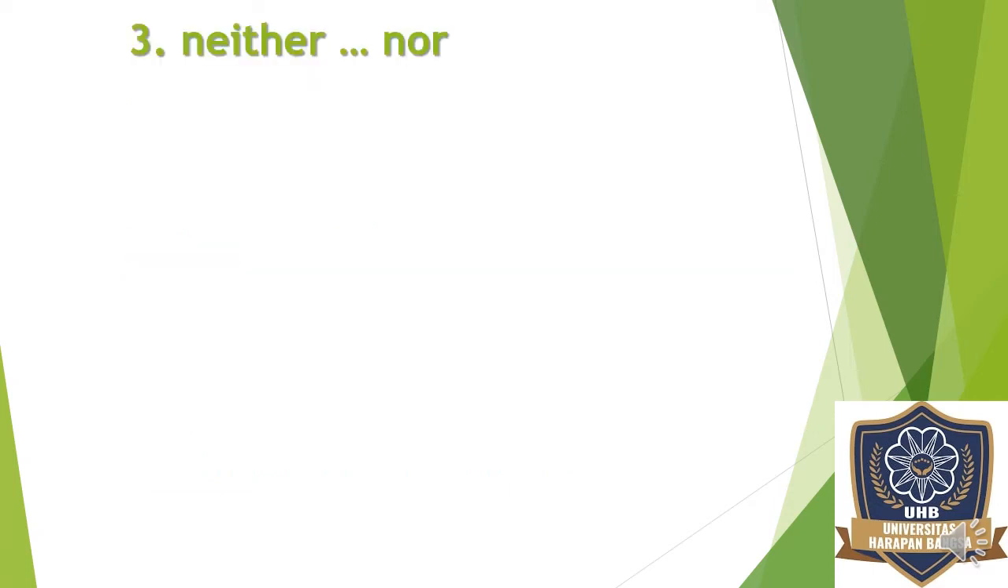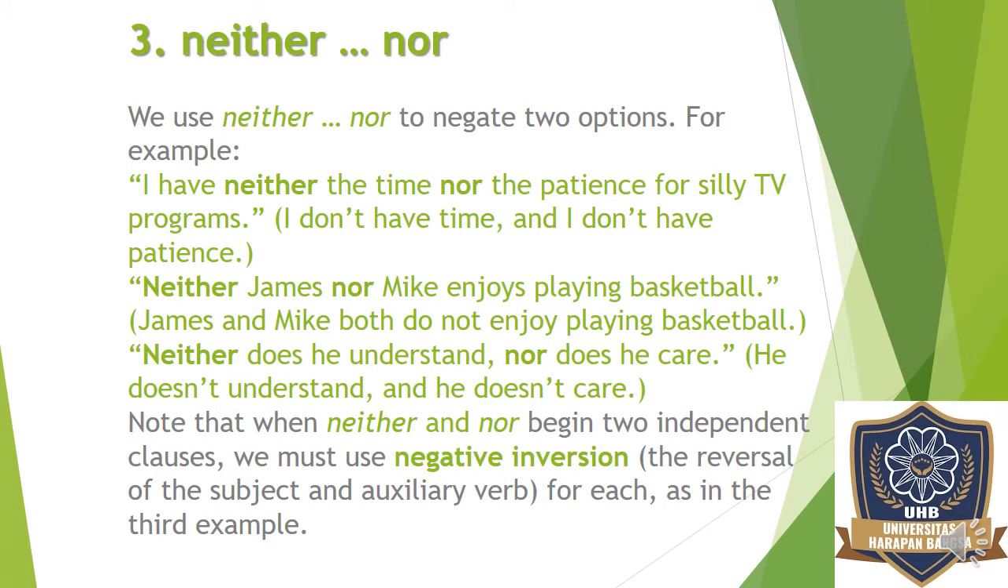Number 3. Neither nor. We use neither nor to negate two options. For example, I have neither the time nor the patience for silly TV programs. It means that I don't have time and I don't have patience. Neither James nor Mike enjoys playing basketball. Or James and Mike both do not enjoy playing basketball.